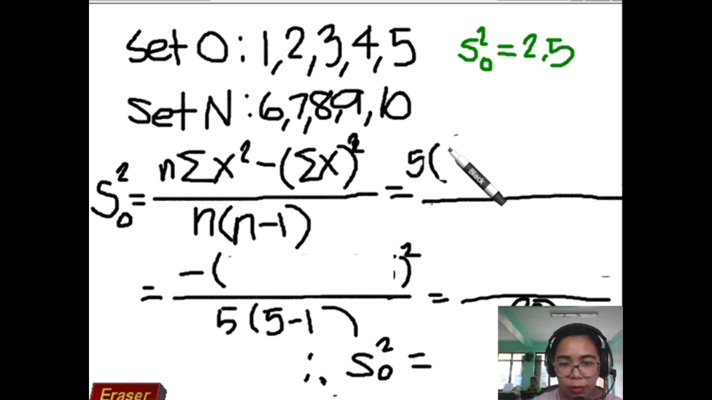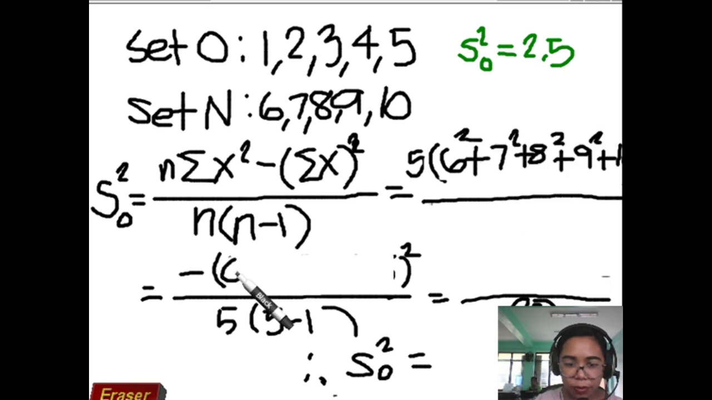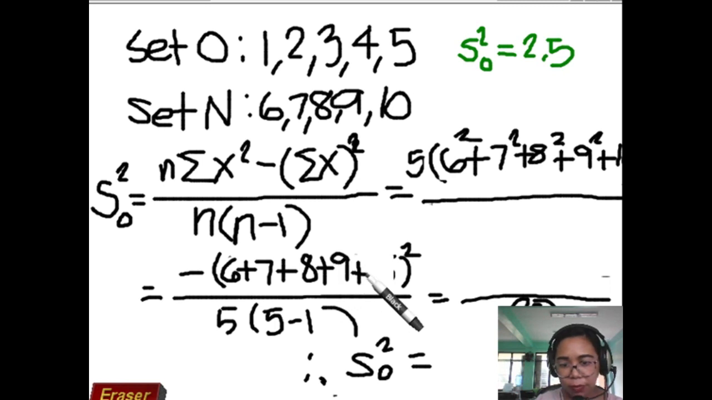Okay, so we have here 6 squared, 6 plus 7 plus 8 plus 9 plus 10. Okay, then solve. The resulting value for this product is 1650.